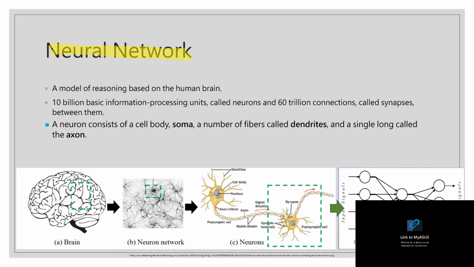Neural network is inspired by our human brain, back in the 1950s to 1960s. Inside our brain we have a huge neural network, and in this huge neural network we have lots of neurons. Compared with other animals, our neurons are more complicated, and thank God, right?